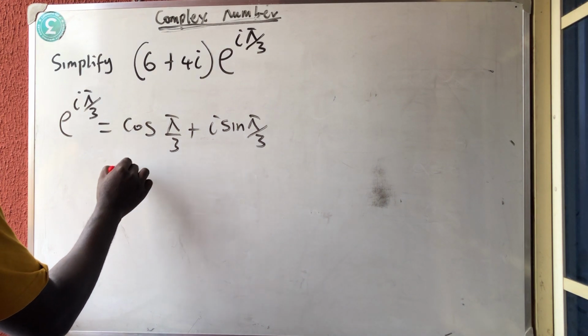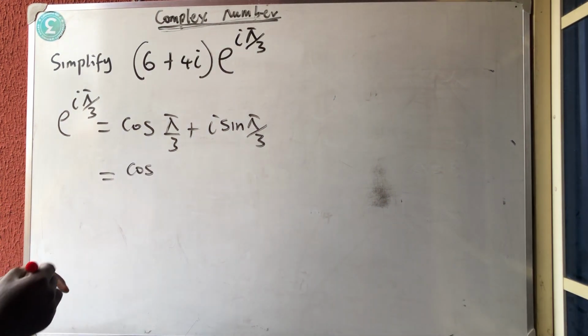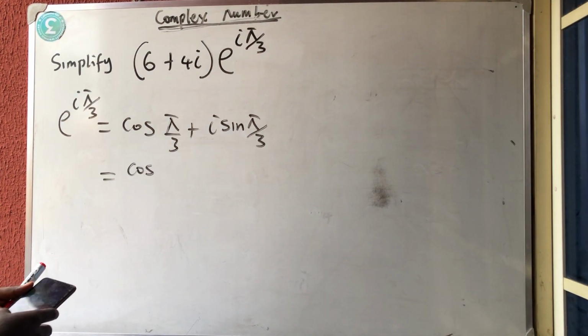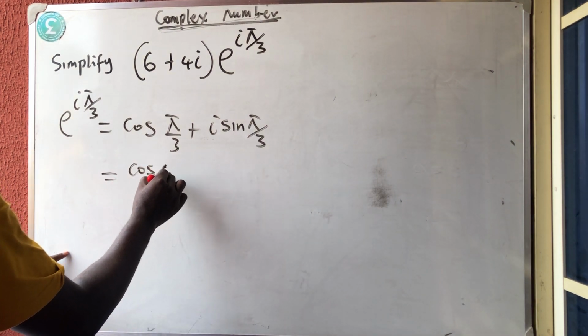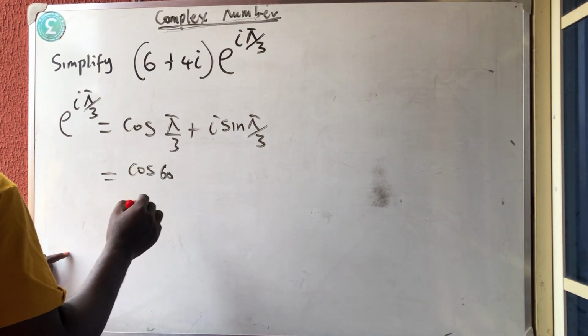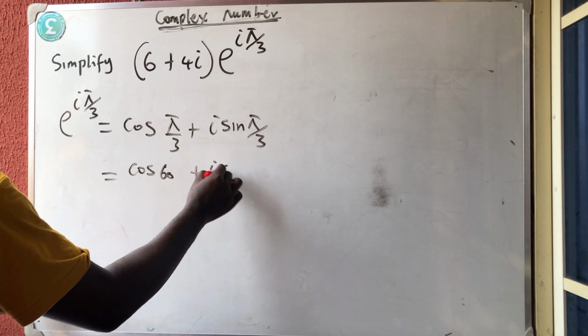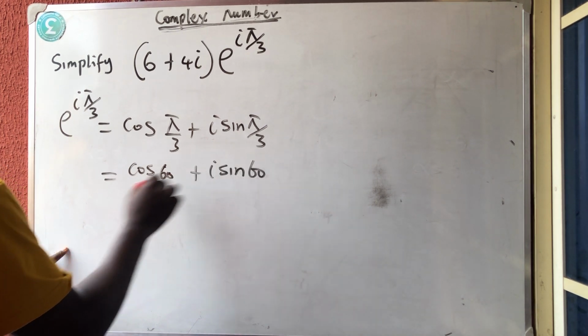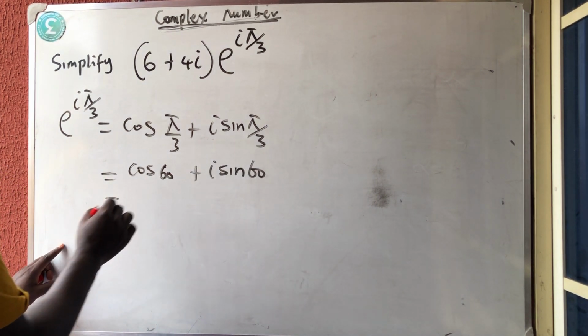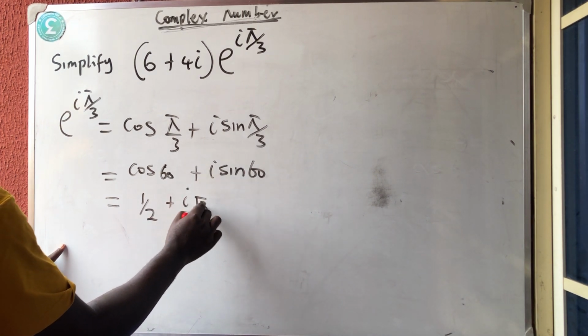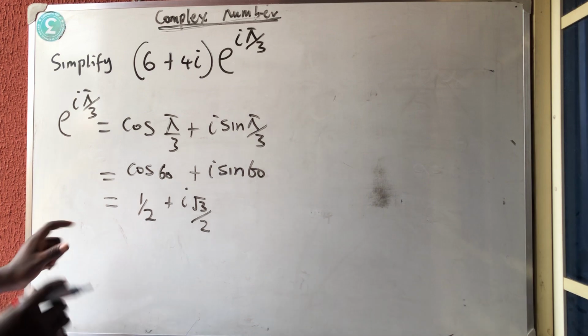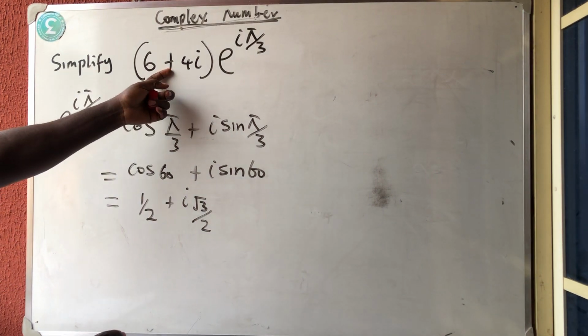Okay, so what do we have now? Cos pi is 180. 180 divided by 3, so I'm having 60. So cos 60 plus i sine 60. Cos 60 is 1 over 2 plus i sine 60, which is root 3 over 2. So since you have gotten this, now use it and multiply this one.